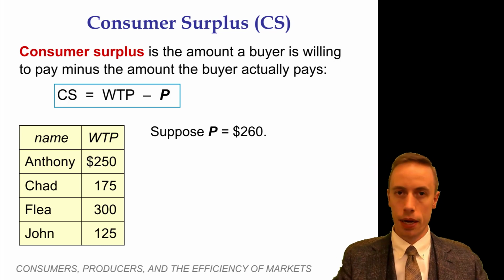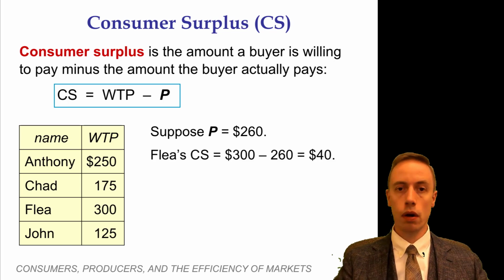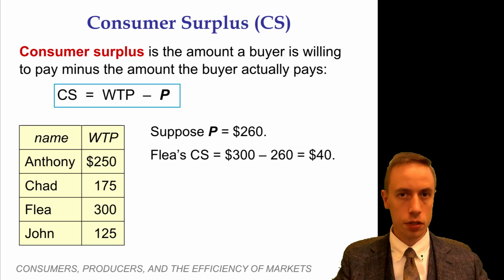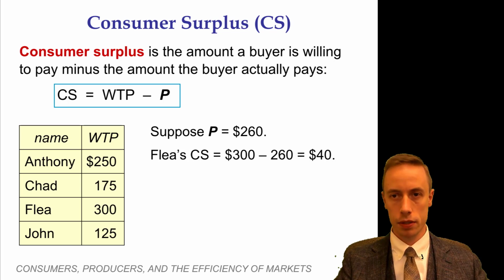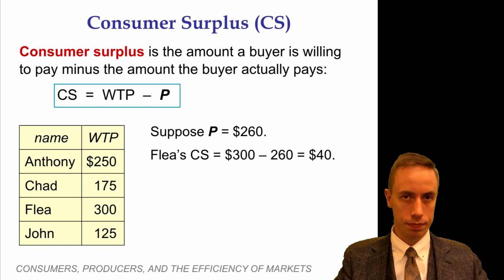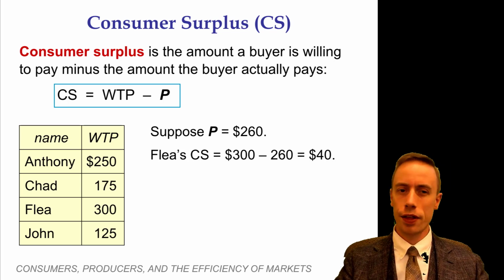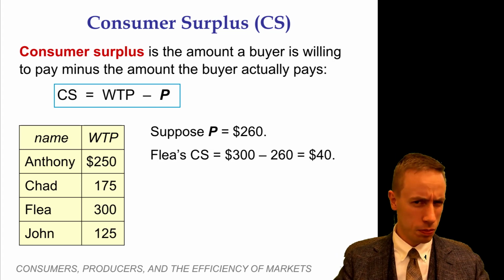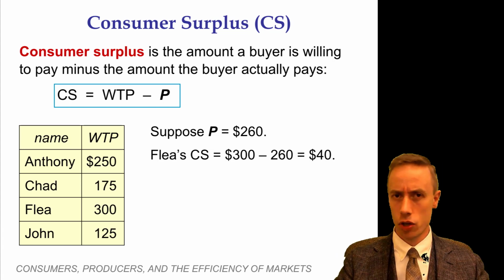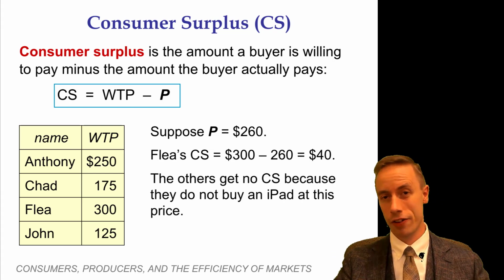But he actually pays $260. The difference between those numbers, between what it's worth to him versus what he actually has to pay. That's how much better off he is as a consequence of having bought the iPad. That's what we call consumer surplus. So what about our other band members? Should we indicate that they have negative consumer surplus because the iPad is more expensive than what it's worth to them? Not at all, because they are not buying the iPad, so they are unaffected.